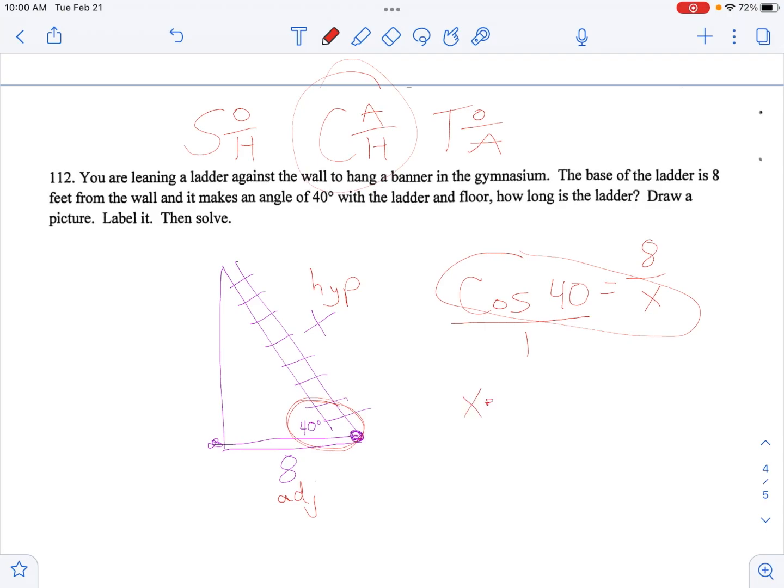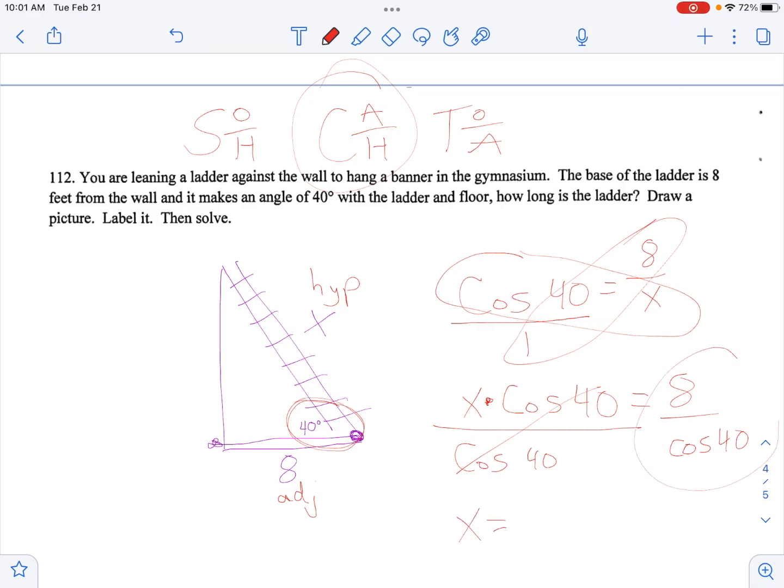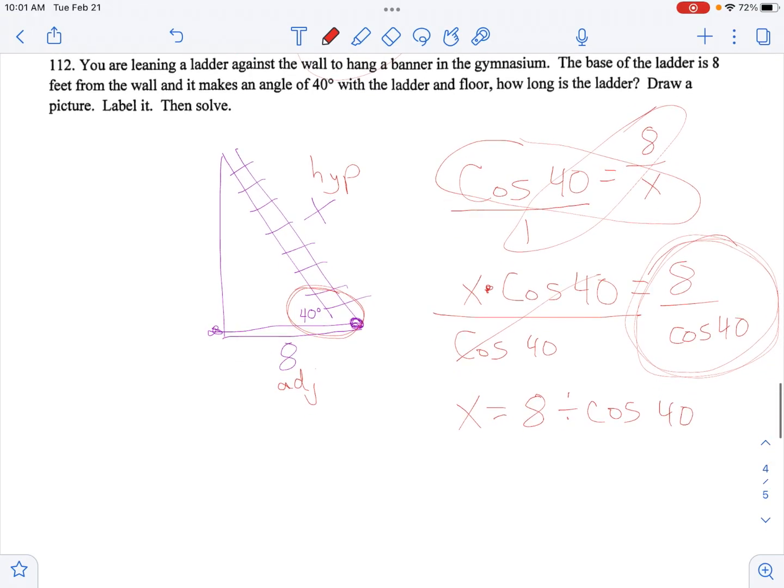X times cosine 40 equals 8 times 1, which is 8. Now, if I want to get the x by itself, the opposite of multiplying cosine is dividing cosine. So I'm going to divide cosine 40 on both sides now to get the x by itself. Now, when you type this in your calculator, notice that the 8 is on top of your fraction. So you're going to type in 8, then the division sign, and then cosine 40. And that will get you the answer.